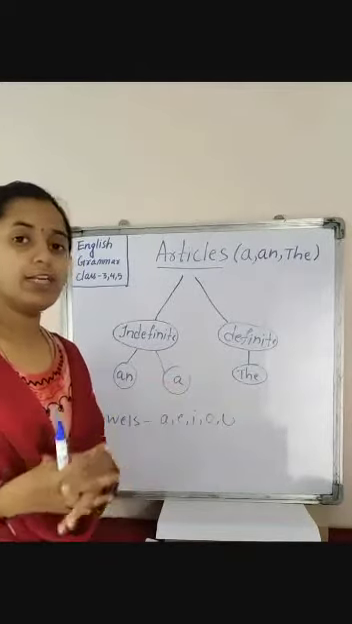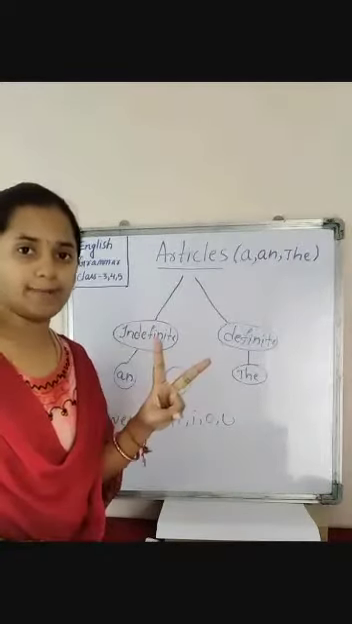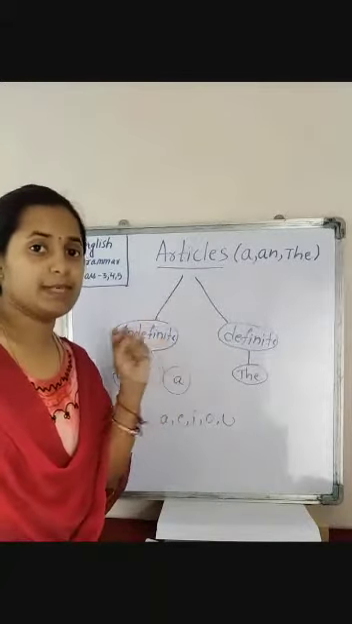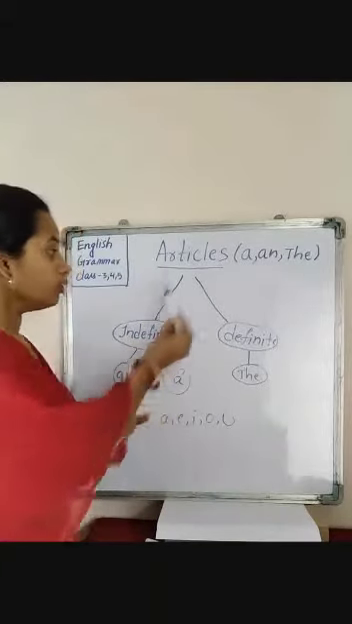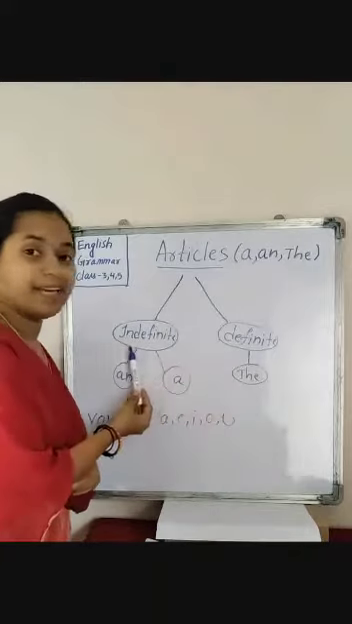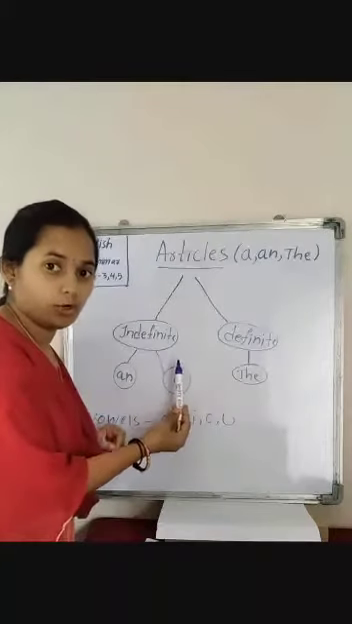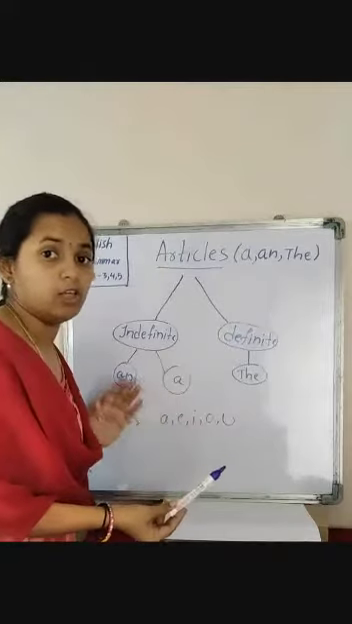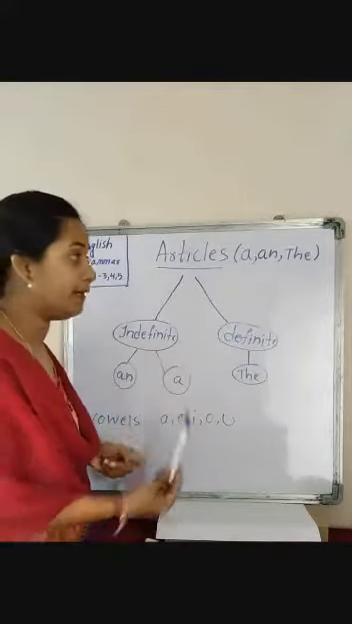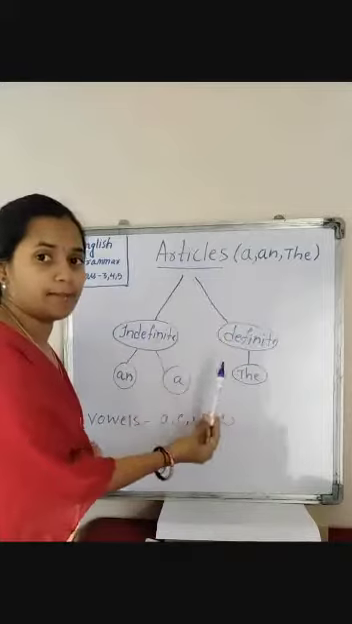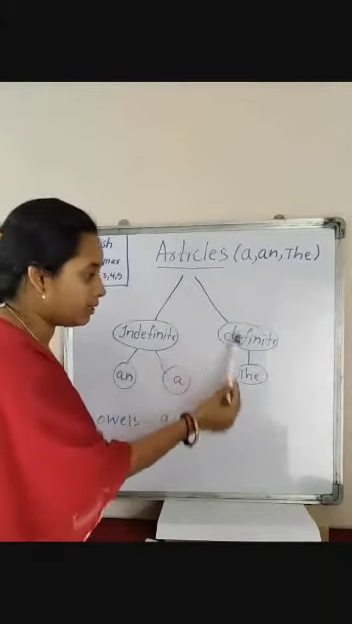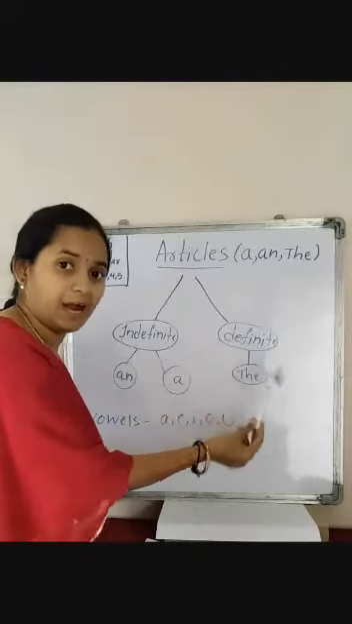Okay? So actually your articles are of two types. Okay kids? So articles are of two types. So what is the first one? The first one is your indefinite articles. And the second one is your definite article. Okay kids? So once again I am repeating. Articles are of two types. The first one is your indefinite article and the second one is your definite article.